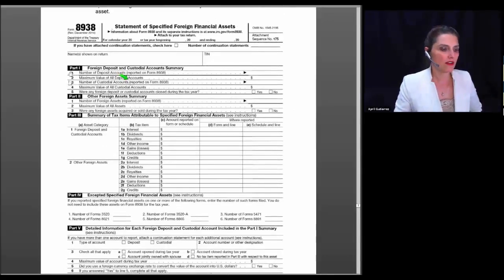You can see that on Form 8938, it asks you to indicate the number of foreign accounts that you are reporting information on. You divide them into foreign financial assets and other foreign assets. And essentially, foreign deposit and custodial accounts would include foreign pensions. They'll include foreign brokerage accounts, foreign bank accounts, and other foreign assets would be, say, direct ownership in stock that is not done through a brokerage firm. There's other illustrations as well, and you can read the instructions on those.